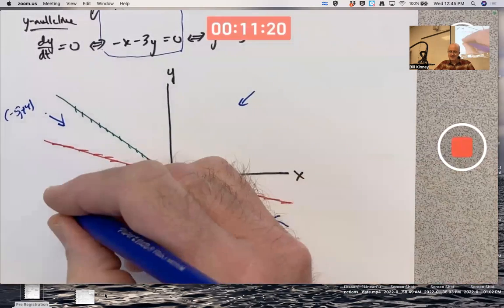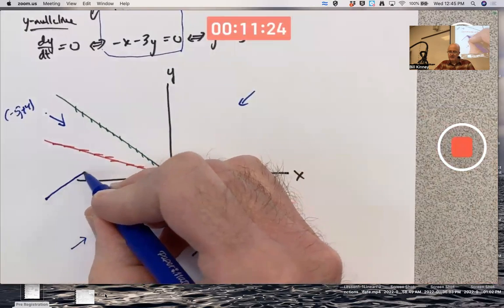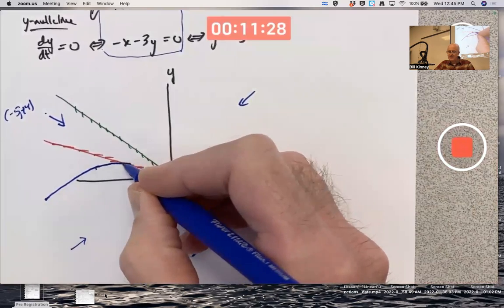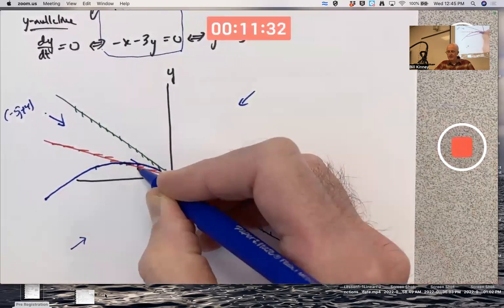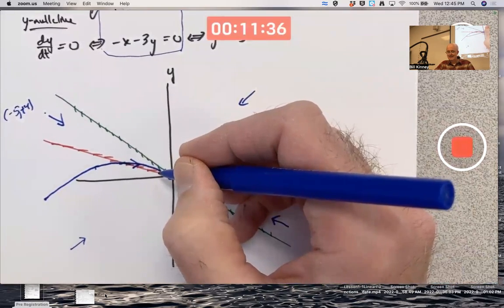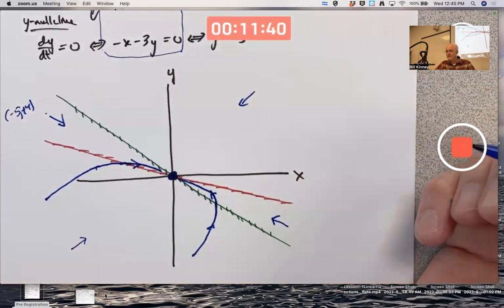If, on the other hand, I start over here far enough, and I'm going to the northeast, I cross the red y nullcline with a horizontal tangent, and there's no way I'm going to cross that green line with a vertical tangent, because I have to go to the southeast. If I cross that one like that, I wouldn't be going to the southeast anymore.